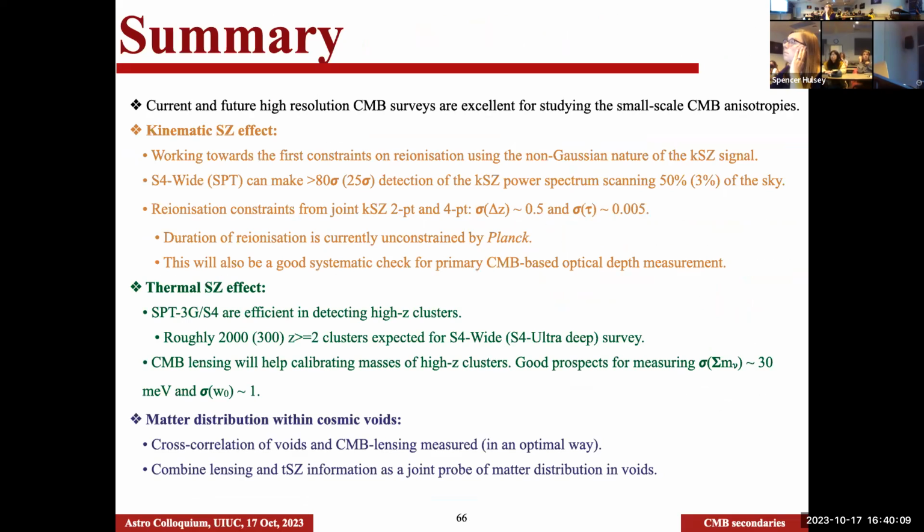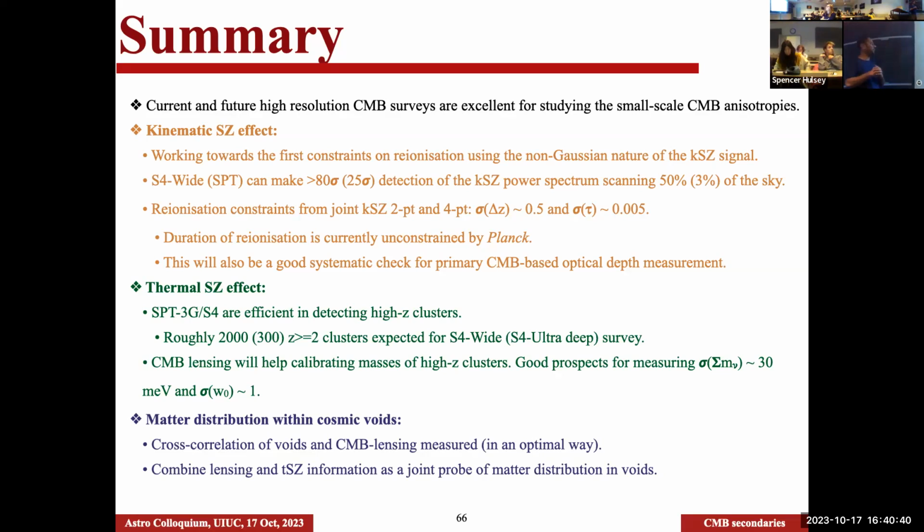So the summary is that current and future high resolution CMB surveys are excellent for studying the secondary CMB anisotropies. I explained about KSZ and PSZ. KSZ is looking really promising, and it seems that with SPD we will set probably the first constraints on reionization using the non-Gaussianity of the KSZ. And in the future, it looks very promising: an 80 sigma or 30 sigma detection from CMB-S4 or SPD, which will give very nice constraints on reionization physics.